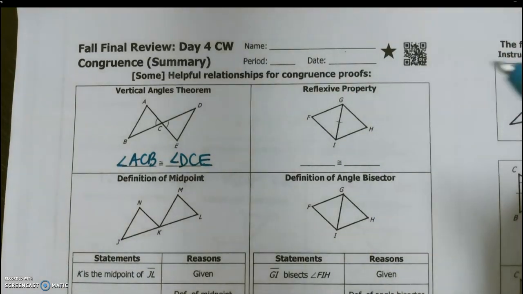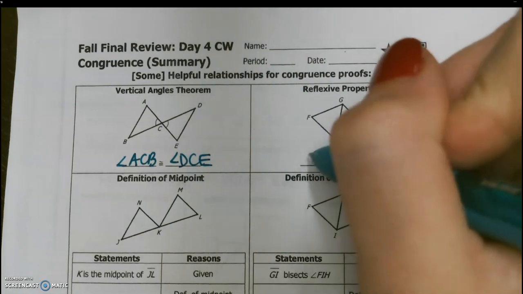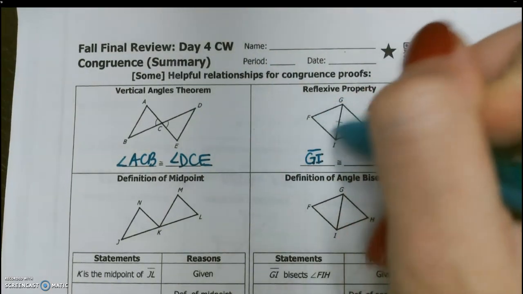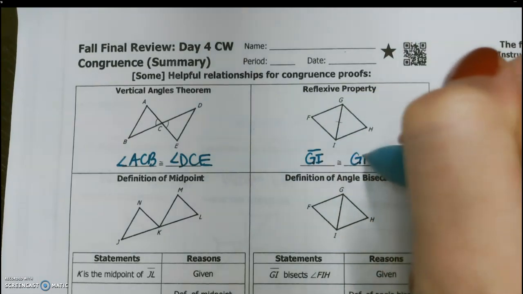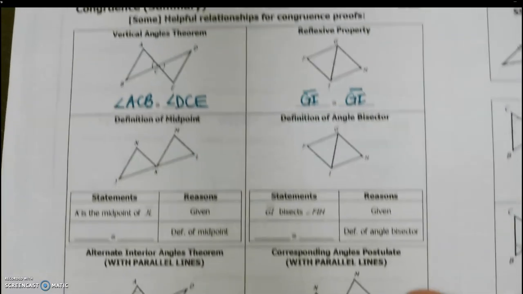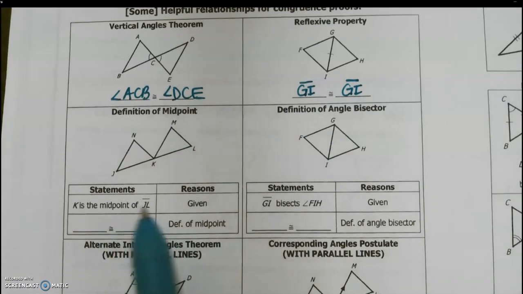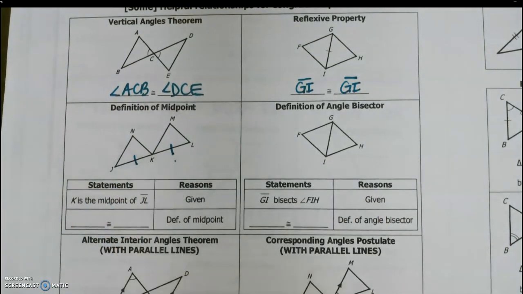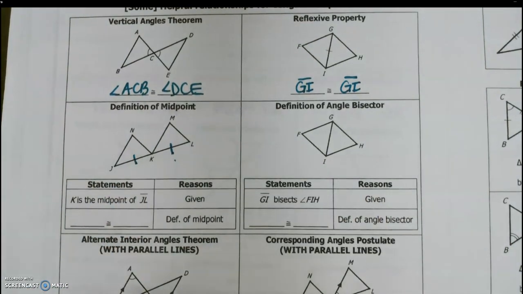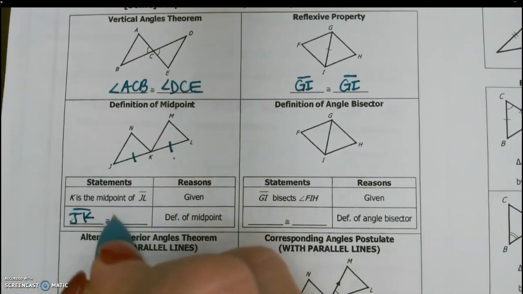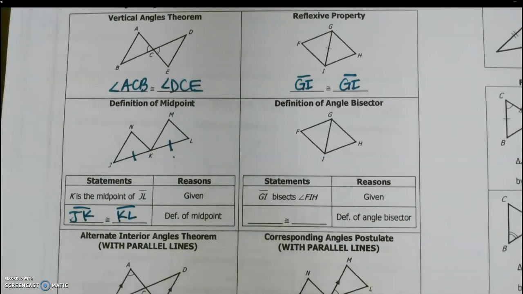Okay, the reflexive property allows you to claim that something's congruent to itself. So GI of the left triangle has to be congruent to GI of the right triangle. If we have a midpoint, so K is the midpoint of JL, that means that we can conclude that this segment's congruent to that segment by definition of midpoint. So JK is congruent to KL by definition of midpoint.